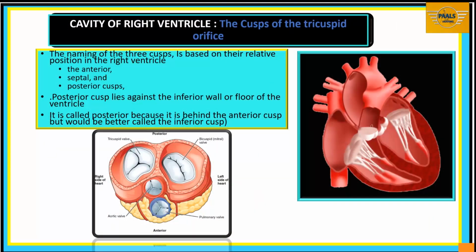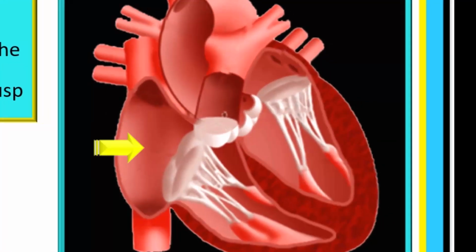We'll be looking at the cusps of the tricuspid orifice. The naming of the 3 cusps is based on their relative position in the right ventricle. Now, here is the right atrium, and here is the right ventricle. And then this is the tricuspid orifice, and the structures I'm running my light on now are the valves. Because there are 3, we call them the tricuspid valve or atrioventricular valve. So we have the anterior, we have the septal, and we have the posterior cusps.